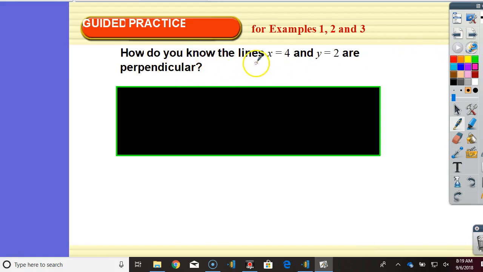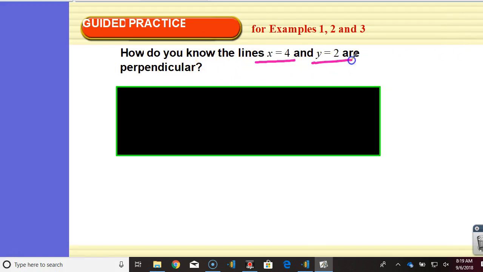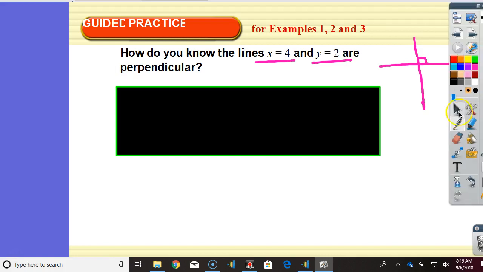How do you know that lines x equals 4 and y equals 2 are perpendicular? Because x equals 4 is vertical, y equals 2 is horizontal, so they're going to intersect at 90 degrees, which is perpendicular. One is horizontal, one's vertical. They will intersect at 90 degrees, which is perpendicular.